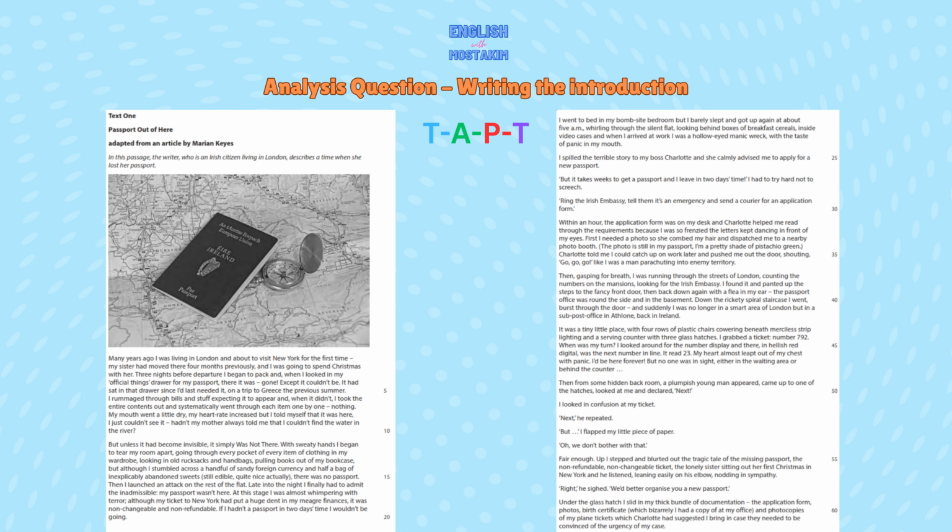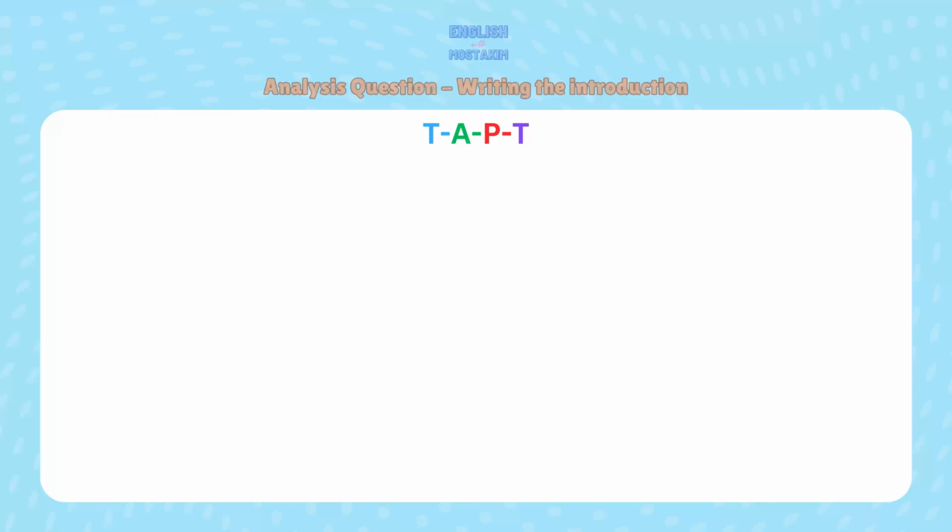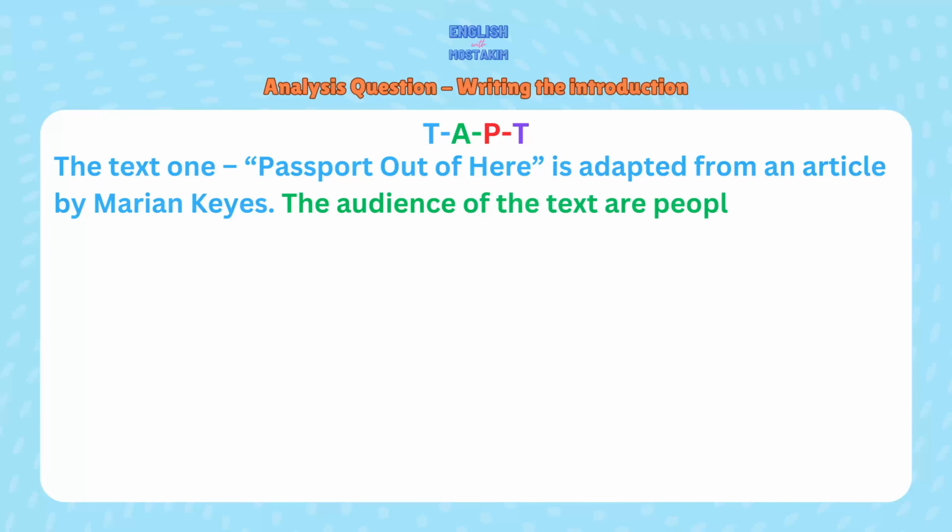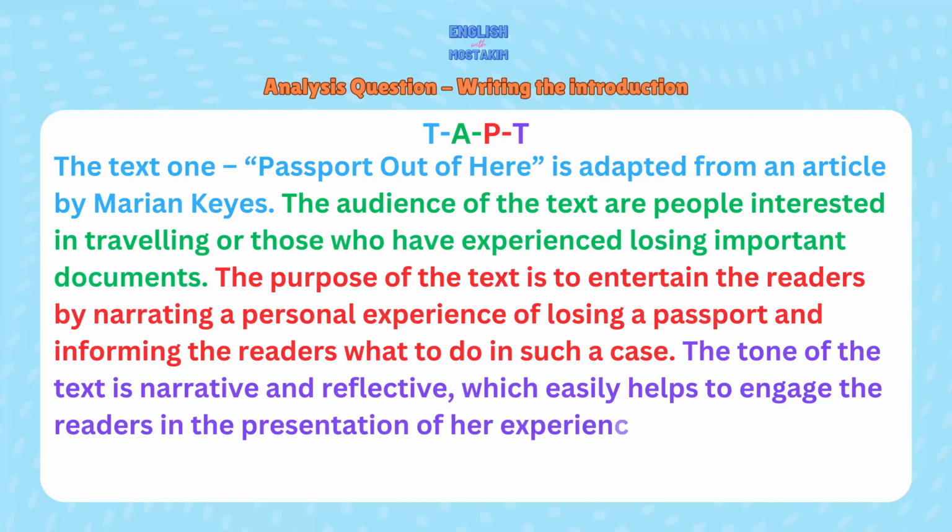Let's look at what the introduction of the analysis question will be. So after you have read the text and have started writing your analysis, the introduction paragraph you will write using TAPT. Here you will first state the text, that is this text one of the June 2020 question paper. This text one, Passport Out of Here, is adapted from an article by Marian Keyes.